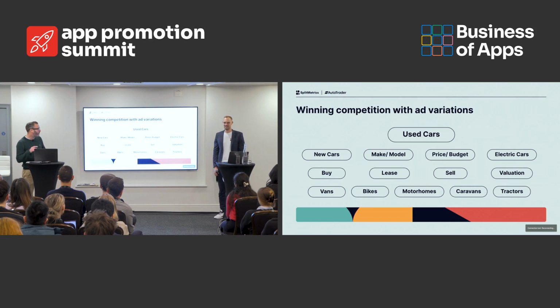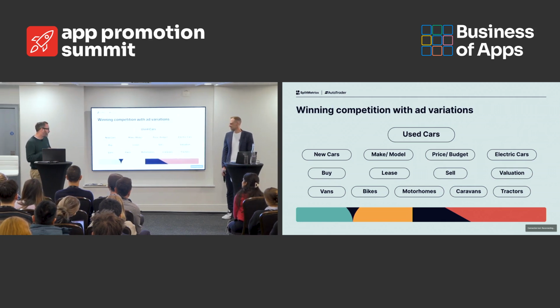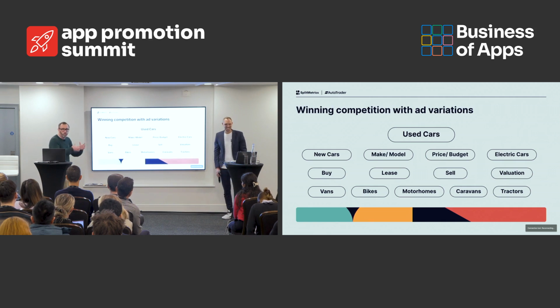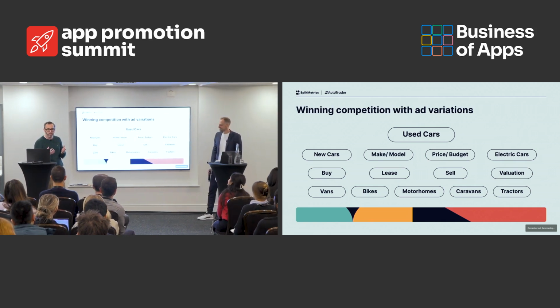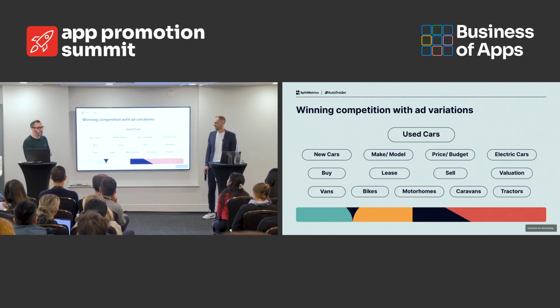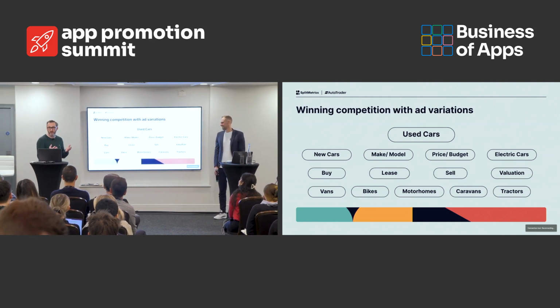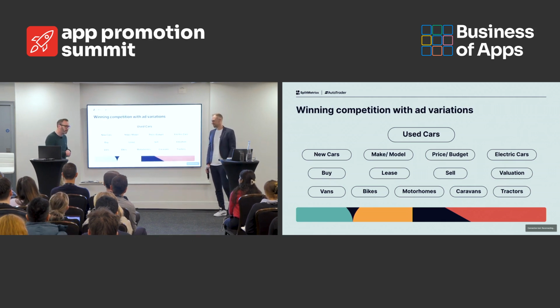You can buy a car, you can lease a car, you can sell a car, you can value your car. We have vans, bikes, motorhomes, caravans, and we have tractors as well. I think there were 5,000 tractors when I was just looking. So there is a broad array of things that we want to communicate to our app audience, and simply, it isn't possible to do that within the screenshots that you have, right? 10 screenshots, let alone the 3 that the vast majority look at.